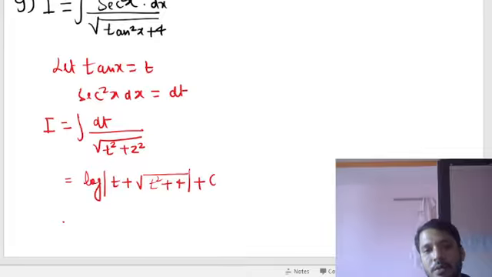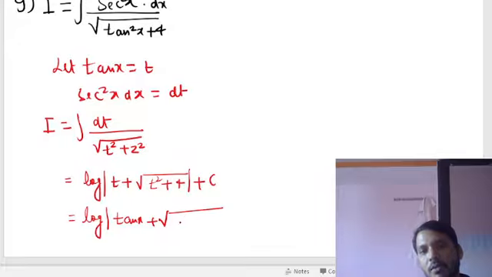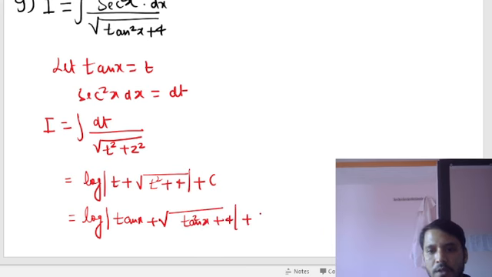Just replace our t, so it will become log of, what is t here? So t we can see very clearly, it is tan x, right? So tan x and then under root of, it will become tan square x plus 4 and plus c. So this is the final answer. This is the final answer of the question number 9.